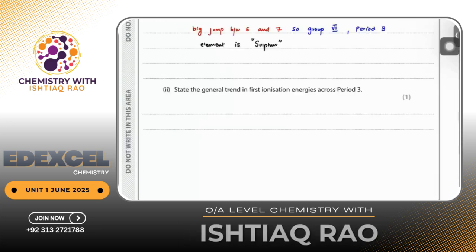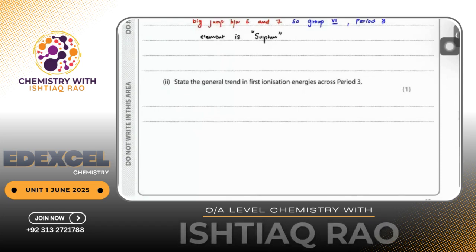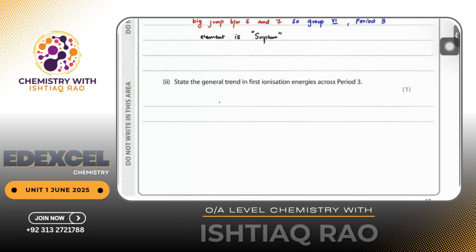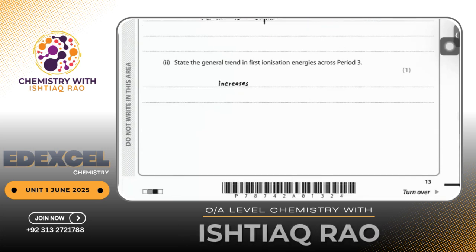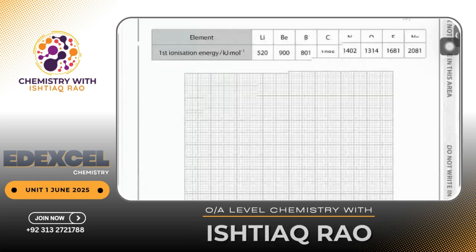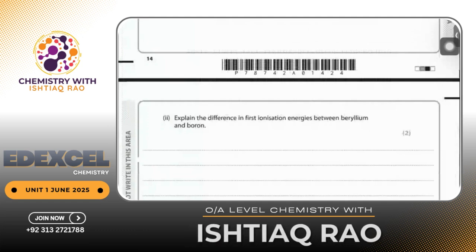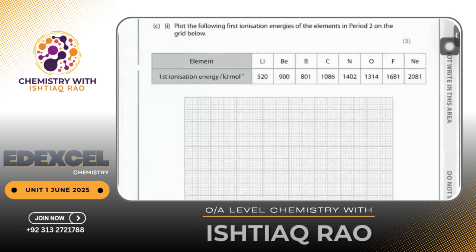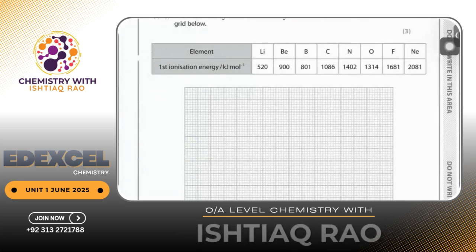State the general trend across the period. Of course the general trend is increases. Ionization energy increases as the size decreases. It's very easy. Now they are asking to, I think, explain the difference. Plot the following first ionization energies of the elements in period 2 on the grid below.